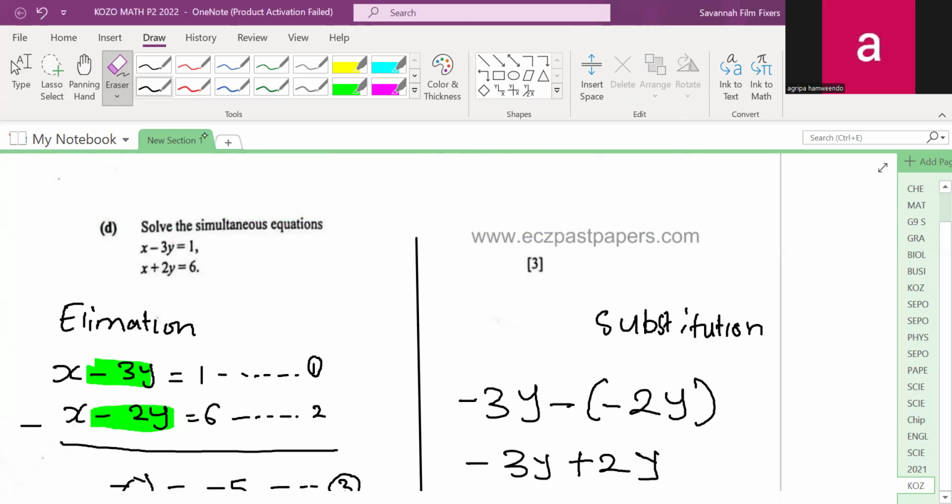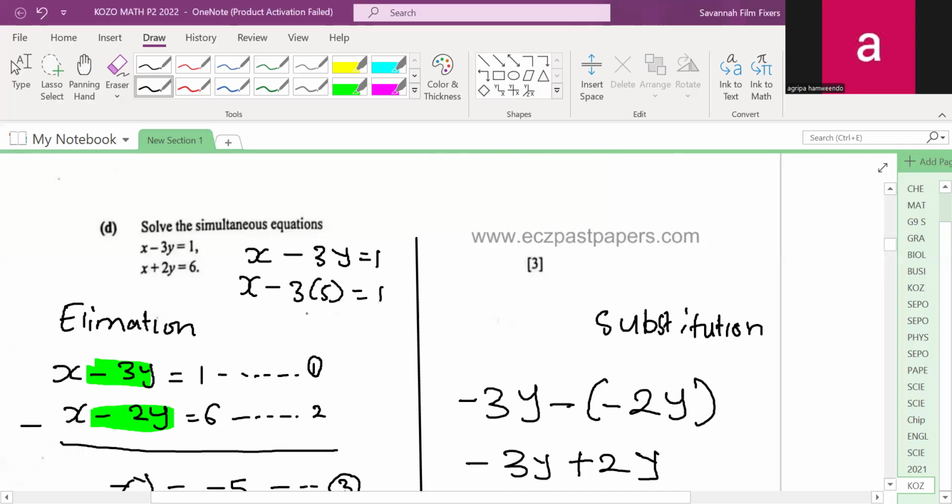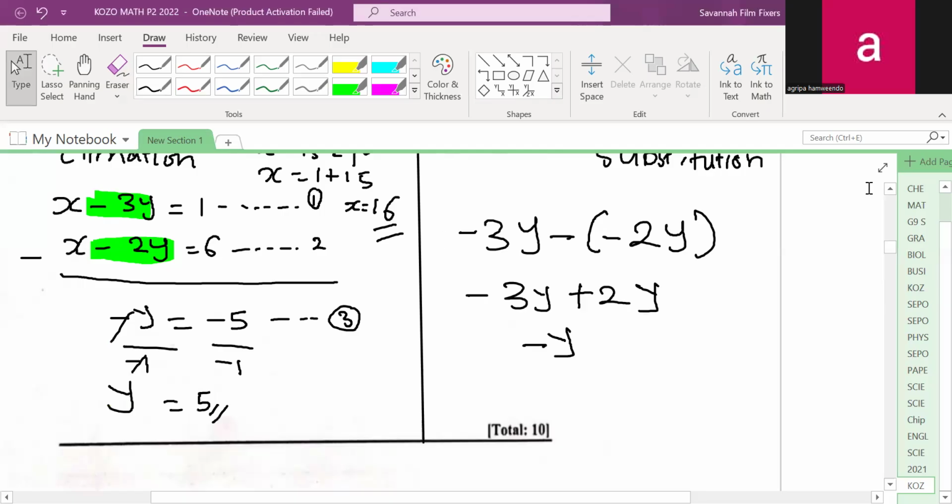So we'll just go back to any of the equations. Let's say equation 1, it's x minus 3y is equal to 1. We know y is 5, so this would be x minus 15 is equal to 1. If that crosses the equal sign, x will be equal to 1 plus 15, right? So x will be equal to 16. So we've solved this equation using the elimination method. y is equal to 5 and x is equal to 16.